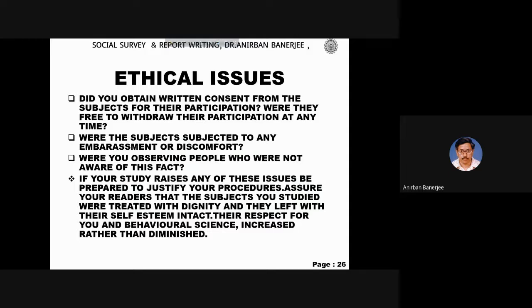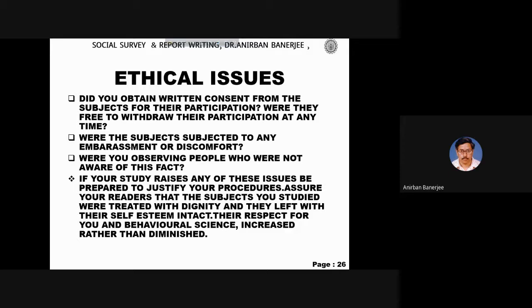Ethical issues. Nowadays all researchers have to deal with ethical questions. So let's look at the ethical issues in research. Did you obtain written consent from the subjects for their participation? Were they free to withdraw their participation at any time? Were the subjects subjected to any embarrassment or discomfort? Were you observing people who were not aware of this fact?